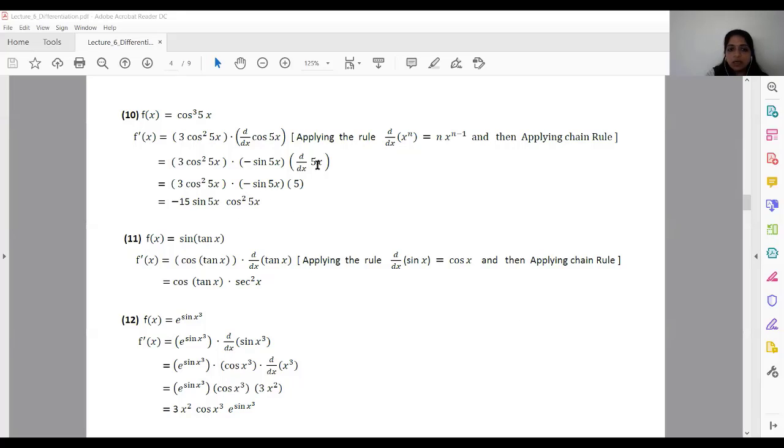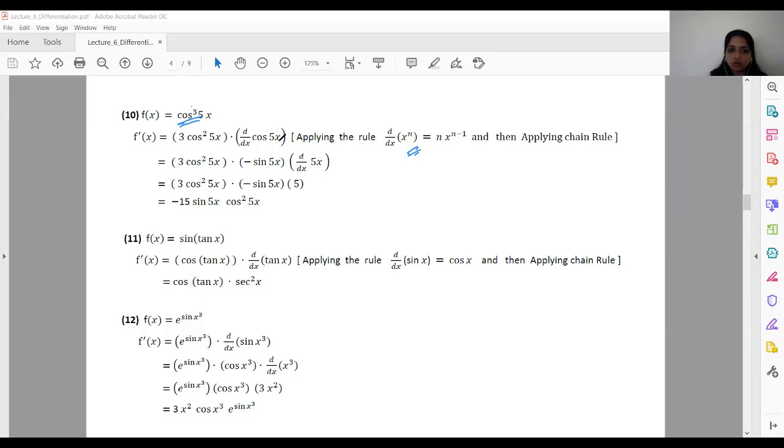But if our theta is 5x or x square or anything other than x, then we have to write that derivative here. Take cos cube 5x. First we see that this is the power of the function, so first we apply the x raised to n rule. So 3 cos square, one power less, 3 cos square 5x. Then our original function is cos 5x.